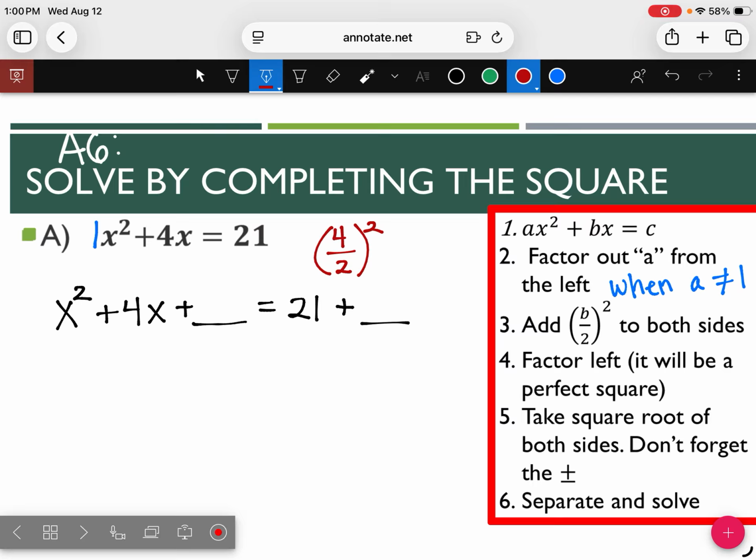Which is still going to give you 4. 4 divided by 2 is 2, and 2 squared is 4. So that's the number that happens to go here, here, and here. So we're going to put a 4 on both sides, both of those little dashes.